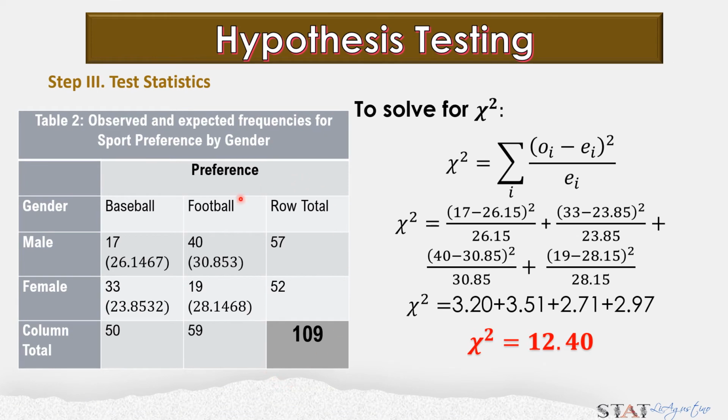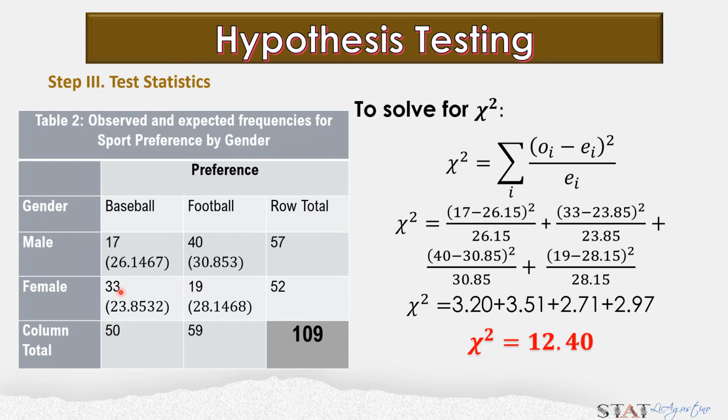So now we will complete our calculation. Here, the computed chi-square is equal to the summation of observed values minus expected frequency, squared, divided by expected frequencies. So correspondingly, we have here 17, this is the observed value, minus the expected frequency, 26.15, then square it, divided by the expected frequency. This is 26.14 or 15 if we round it off. So 26.15 and then another 33 here.